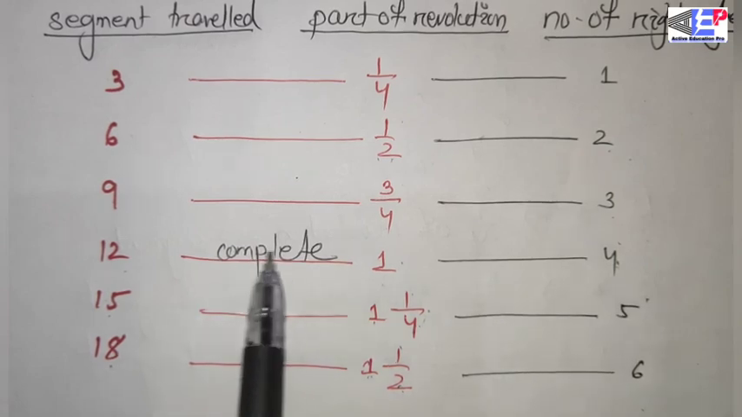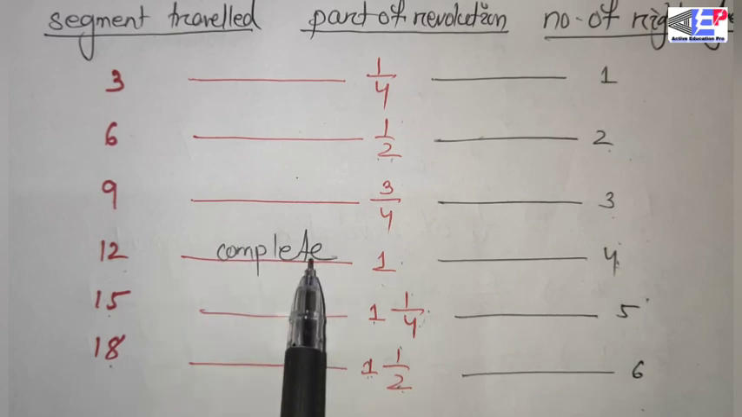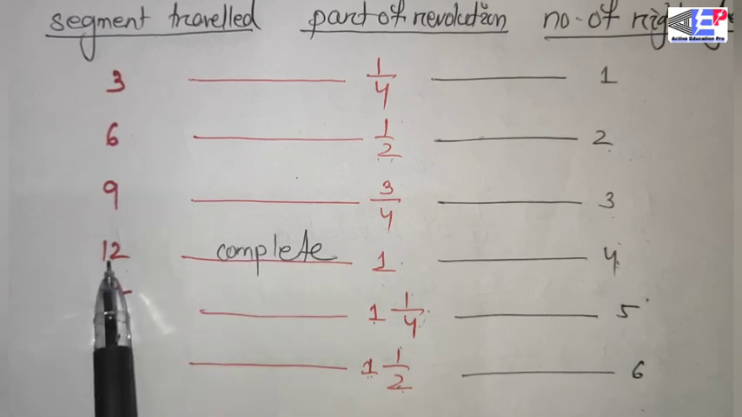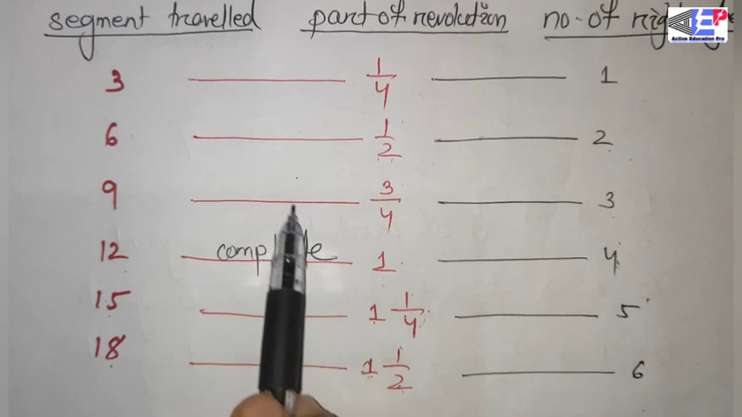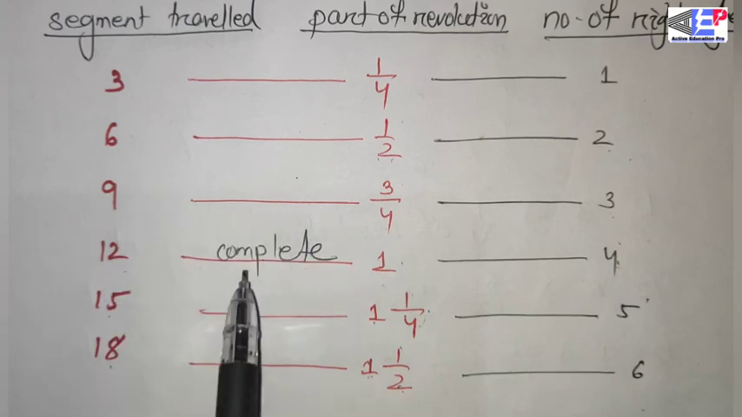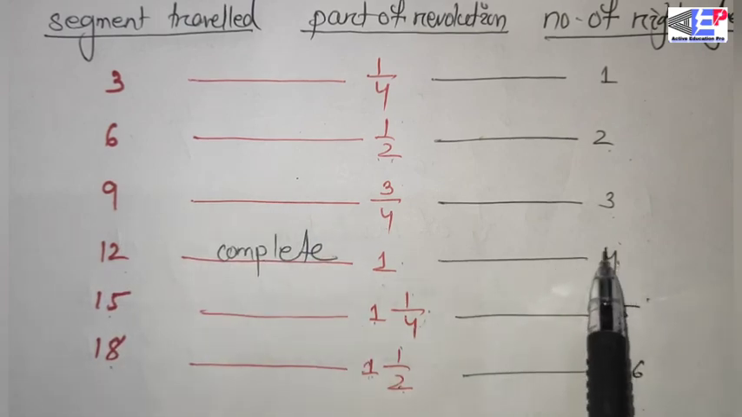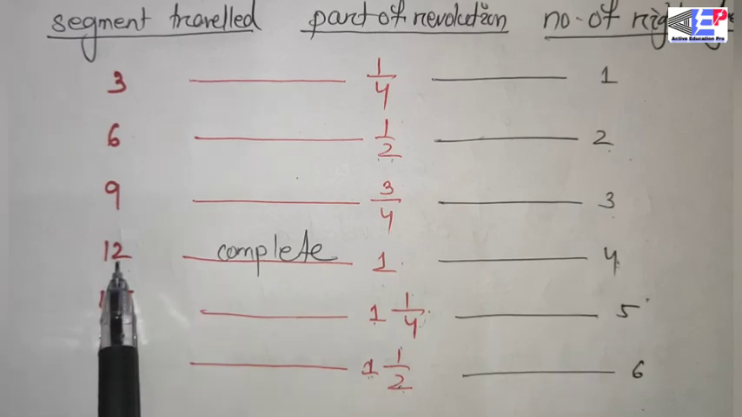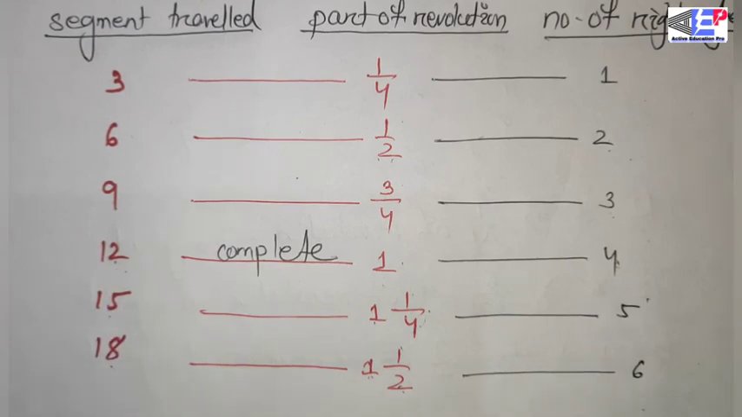This is a complete right angle, and you know a complete revolution means 12 segments, because one clock contains 12 equal segments. Complete revolution, and therefore the number of right angles means the number of equal segments traveled by the hour hand. So this is all about the clock, hour and angle problem.